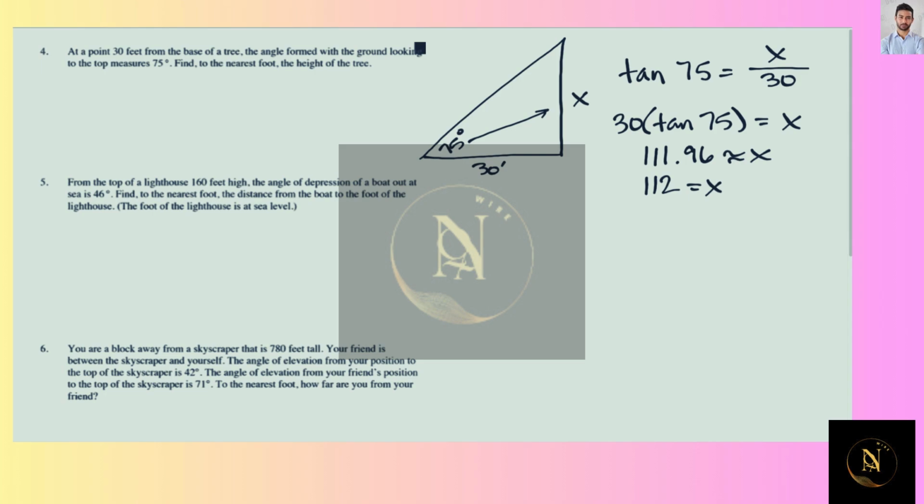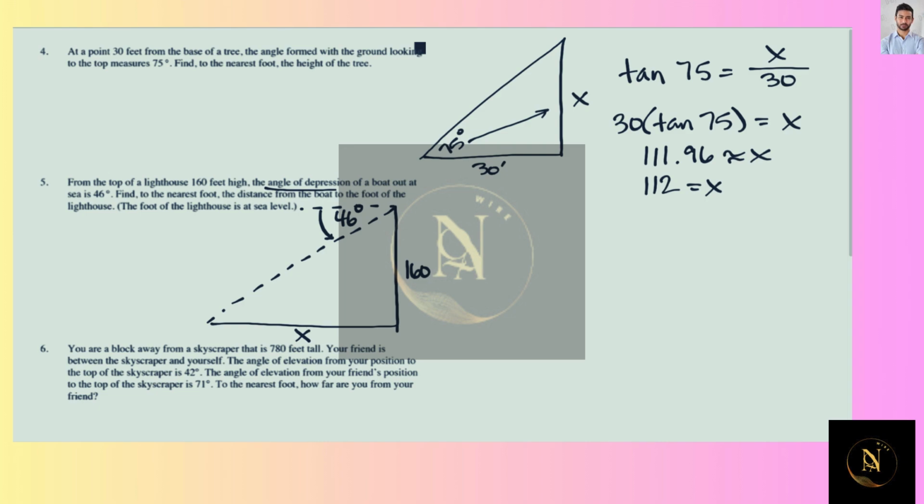From the top of a lighthouse 160 feet high, so I have my lighthouse. It's 160 feet. The angle of depression is always from horizontal, so I can think of it as right up here, because this would be horizontal from the lighthouse, and we're going down 46 degrees. To the nearest foot, find the distance of the boat.